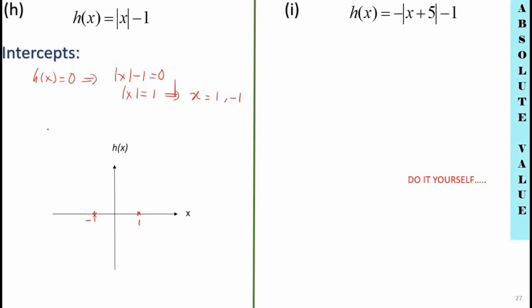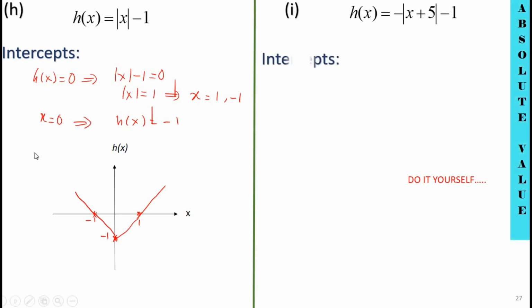Okay, now to find the y-intercept, just substitute when x is equal to 0. So when x is equal to 0, then you get h(x) is equal to negative 1. So the point is (0, negative 1). Let's say this is negative 1, and this is the point. Because a modulus is in a V shape, you just draw a line through these two points and another line through this one. So this is the graph. Okay, so for i you can do it on your own.